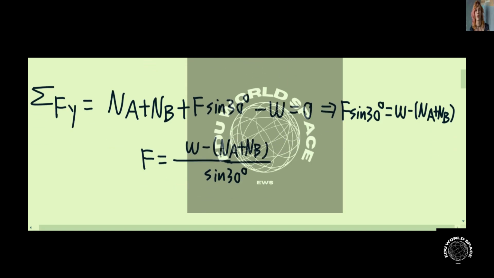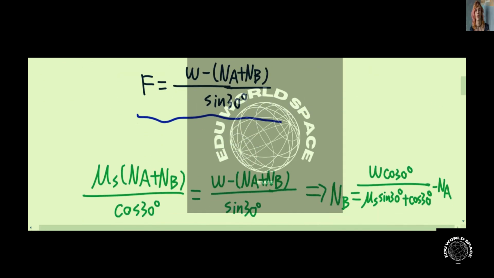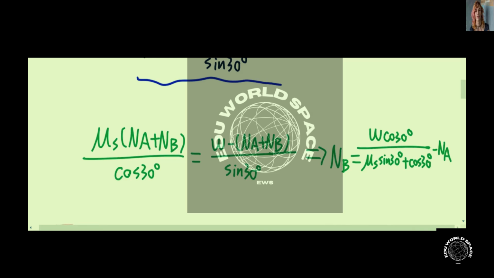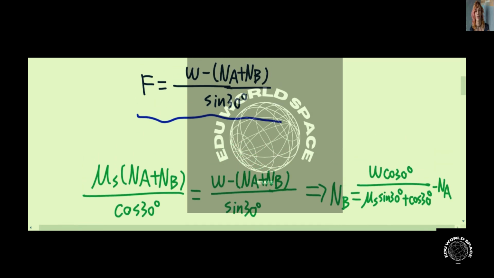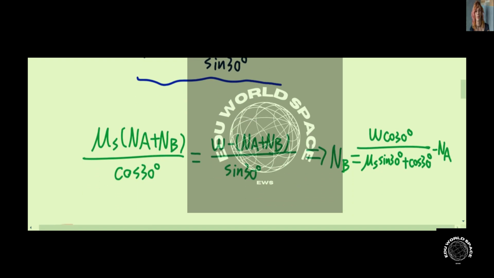Now we can set up an equation where the towing force is also equal to (W minus (Na plus Nb)) over sine 30 degrees. So mu S (Na plus Nb) over cosine 30 degrees is equal to (W minus (Na plus Nb)) over sine 30 degrees, since both of them are equal to the towing force. Therefore, this will give us Nb equal to W cosine 30 degrees over (mu S sine 30 degrees plus cosine 30 degrees) minus Na.